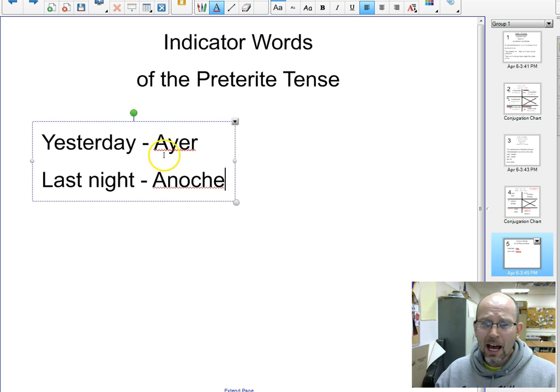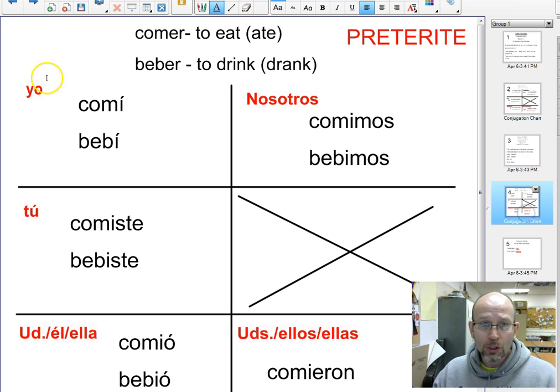And those two words can bring all kinds of conversation. Like you can say, ayer, yesterday, yo comí, and then you could tell me what you ate. Anoche, yo bebí, and you could tell me what you drank.